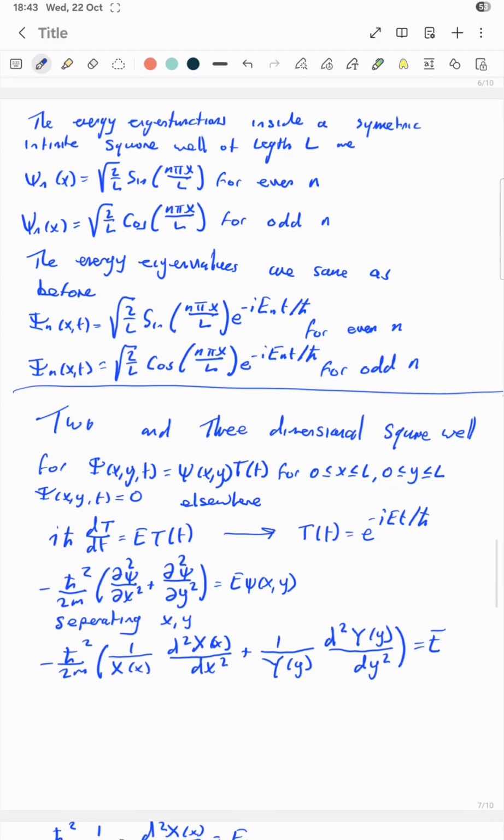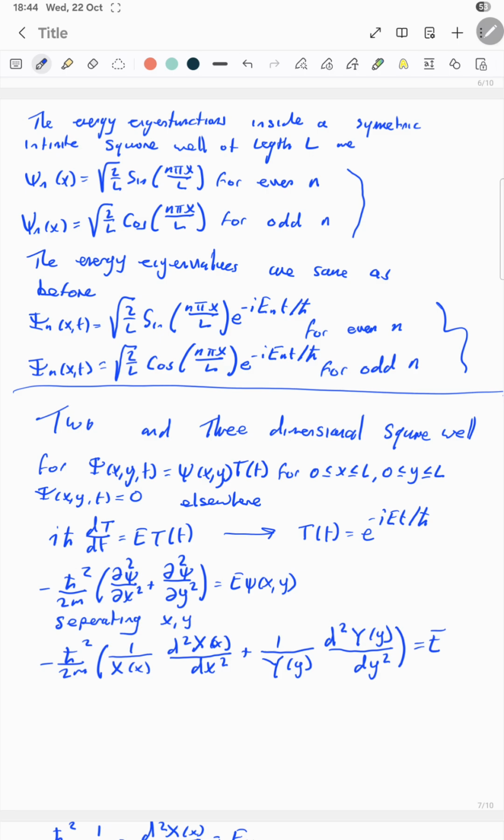Right, the energy eigenfunctions inside a symmetric infinite well of length L, we have these, where the first is for even n and the second for odd n, which is sine and cosine respectively. The energy eigenvalues are the same as before and given here, for n even and odd.